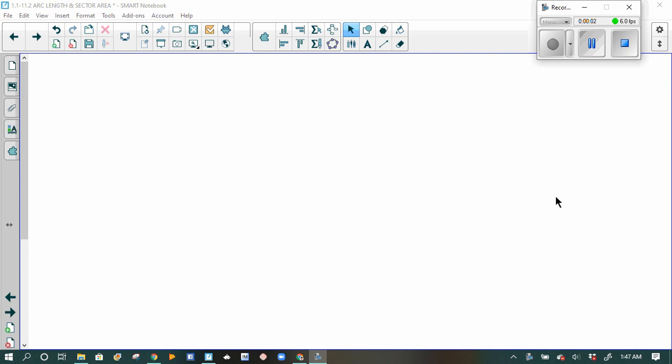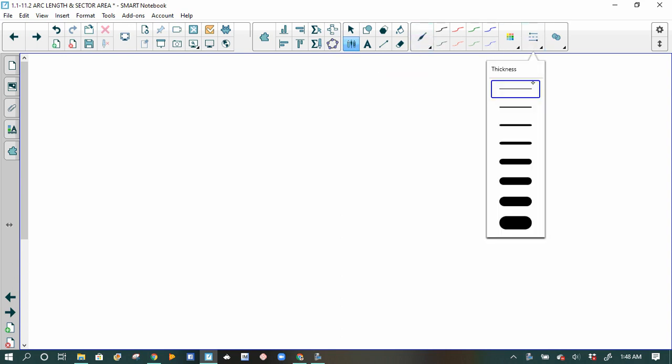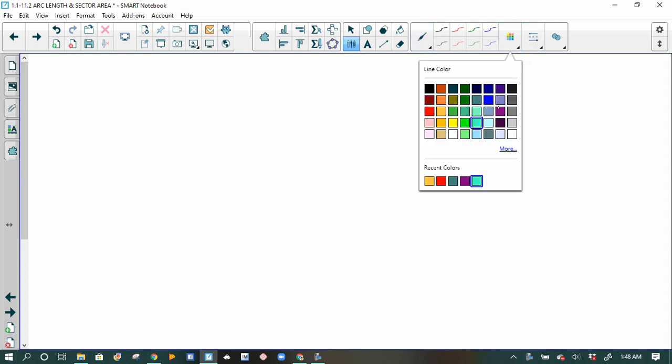All right, so we are starting chapter 11 and we are going to look at area and circumference. Before we even get started on this particular section, we are going to quickly review finding circumference and area.